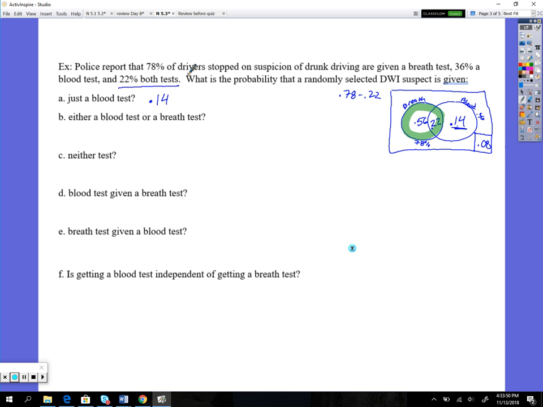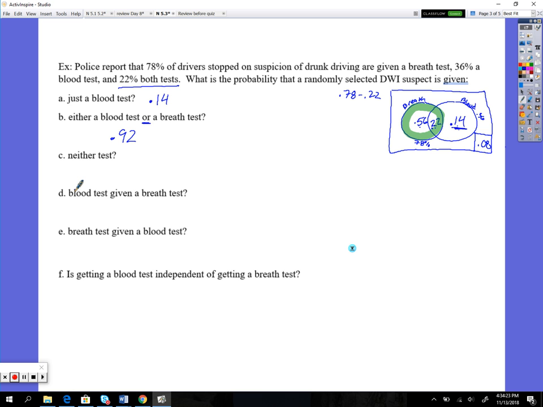Now notice I didn't really show any work here because the Venn diagram itself with the numbers filled in is acting as my work. You can solve these problems one of 2 ways. You can either just draw the Venn diagram and fill everything in, or you can do what we've been doing and show the subtractions and go from there. So either a blood test or a breath test, that's our OR problem. If you remember, OR is when we add up these 3 pieces here, and when we add up those 3 pieces, we get 0.92.